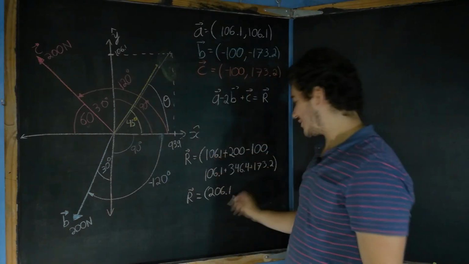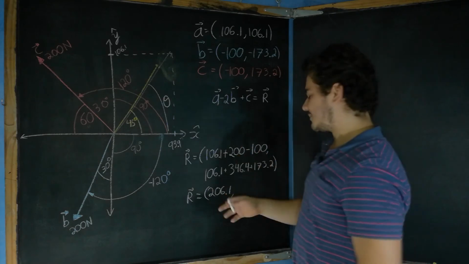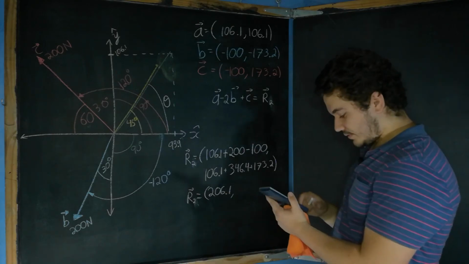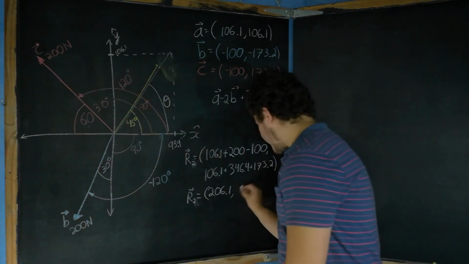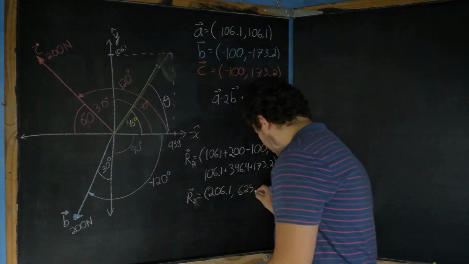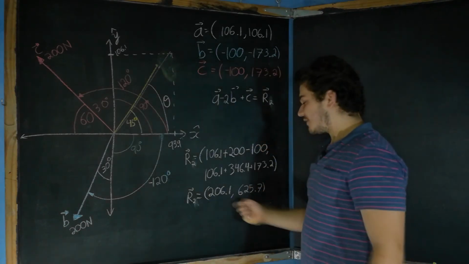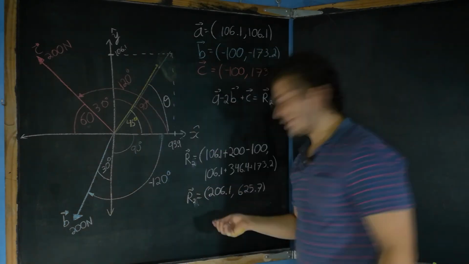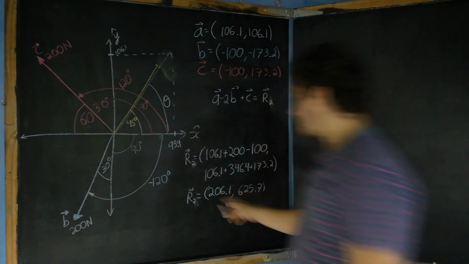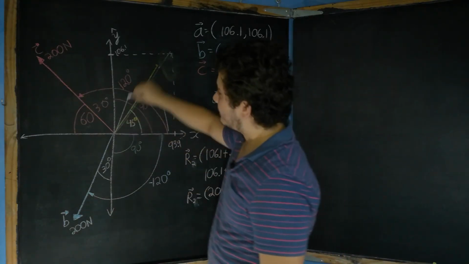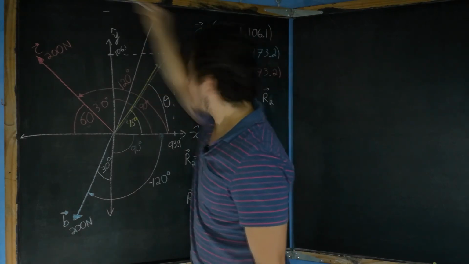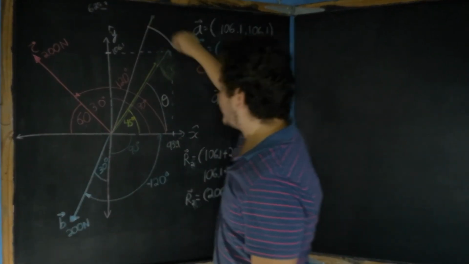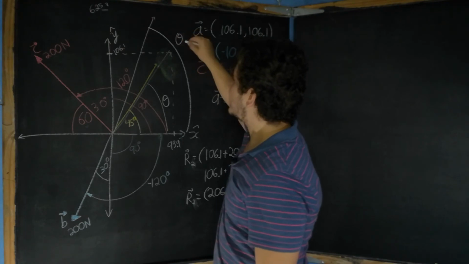206.1 in the x direction of the r vector, the resultant vector, I'm sorry. So let's call this r2 to differentiate it from the first vector. Okay, and we will have 625.7. If we want to have an idea, we can see that this resultant vector will go in the first quadrant of our coordinate system. Now, if you want to find out the angle, this vector will go very steeply. It has a 625.7. If we want to find this angle, let's call it theta sub 2.